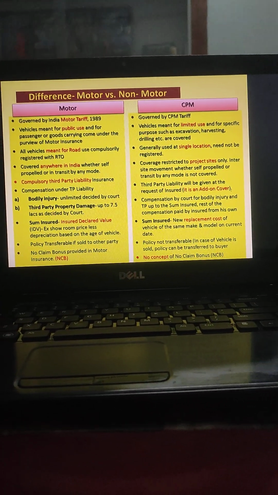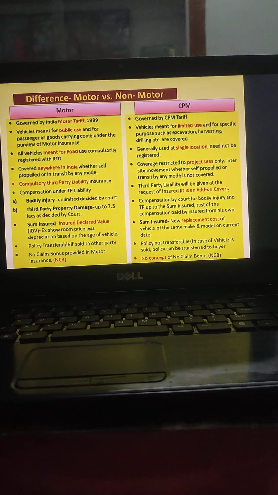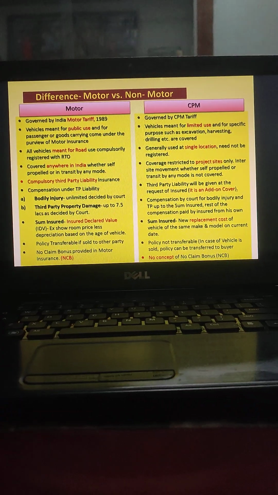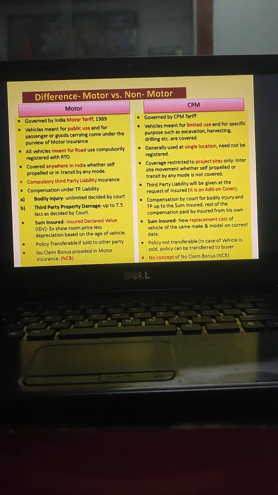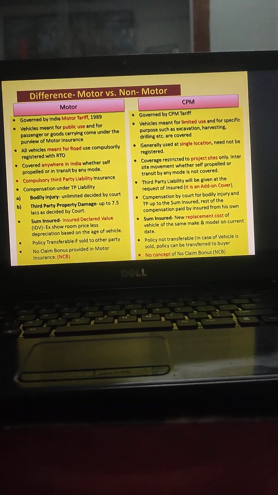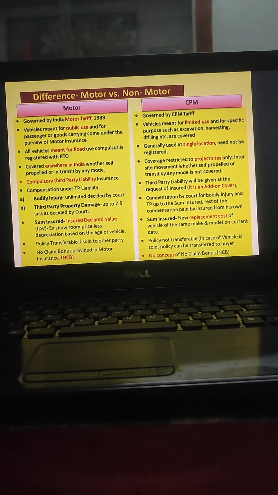Sum insured in motor insurance is decided on the basis of insured declared value, that is IDV. IDV means ex-showroom price less depreciation based on the age of vehicle. But in CPM, the sum insured is new replacement reinstatement cost of the vehicle of the same make and model on the current date.